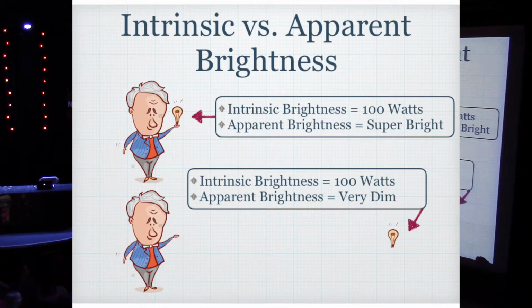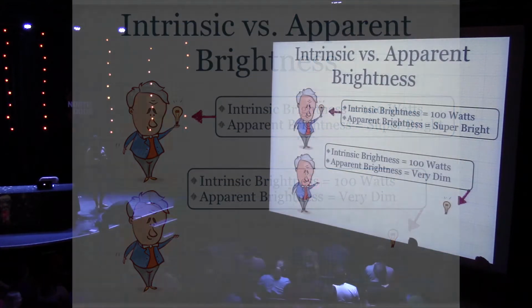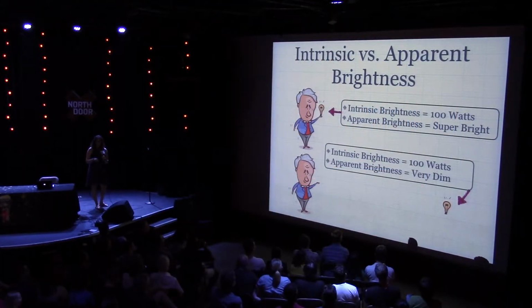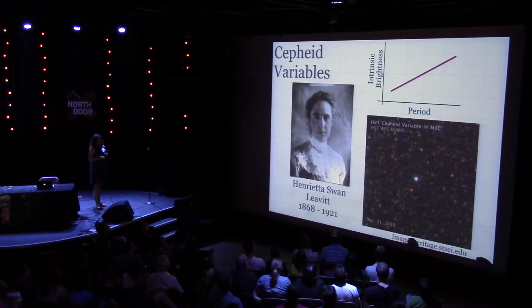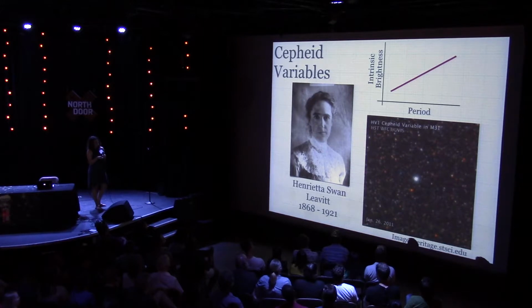So in order to observe from Edison's perspective and say, oh, that's a 100-watt light bulb, you need to know something about either how far away it is or how much light it's actually emitting at any given time. So you need to know something about the source. So Henrietta Swan Leavitt was a woman who worked at Harvard. She was one of the Harvard computers. They were women who worked on everything.